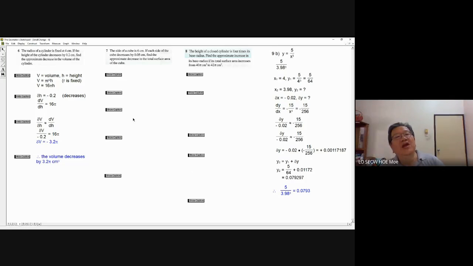Understand, right? So now I identify the variables involved: the side of the cube and the surface area of the cube.